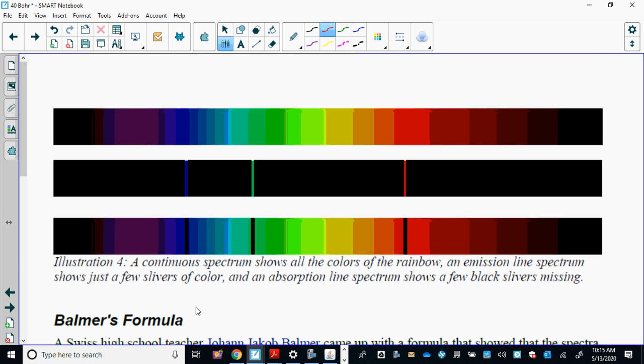And here are all three. So the top one is a continuous spectra. The second one is an emission spectra, and this is an absorption spectra.